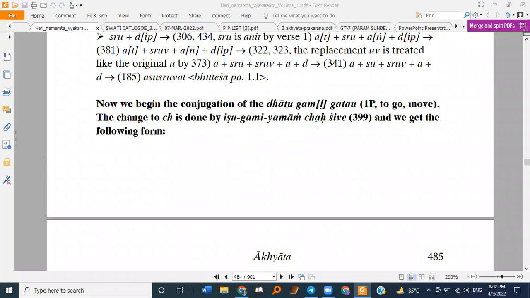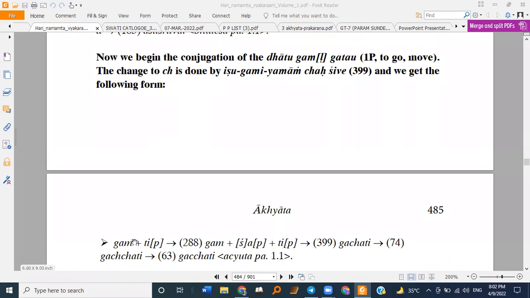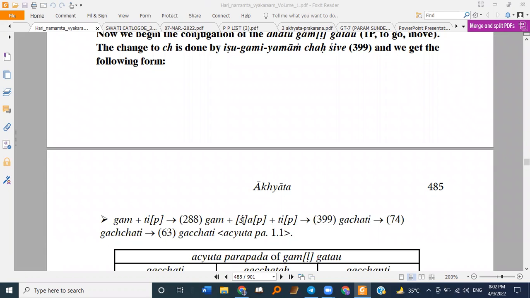The dhatu is gamlri gatau. I believe we didn't do it. So gamlri gatau, to move, to go. So gam yukta tip, shab krishna dhatu ke kartari.